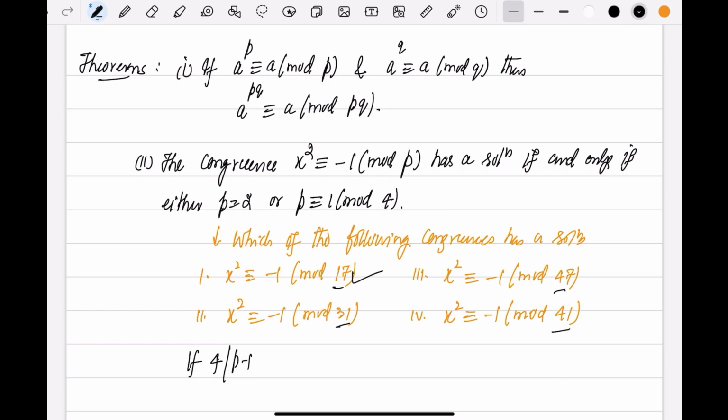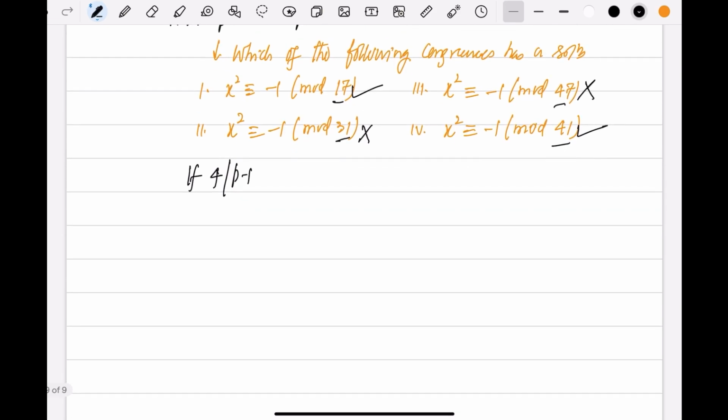Now 17 minus 1 is 16. So 4 divides 16, it has a solution. 47 minus 1 is 46. This does not have a solution. 31 minus 1 is 30. It is not satisfied. It does not have a solution. 41 minus 1, that is 40. So this also has a solution. This is how the questions can be asked regarding this kind of exercise.